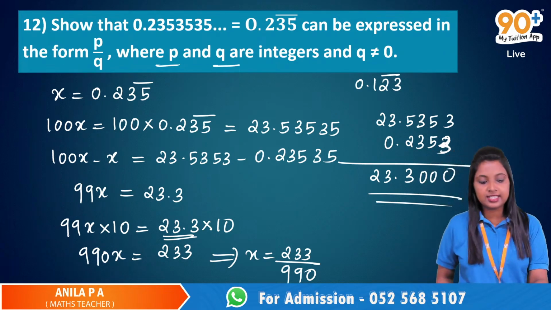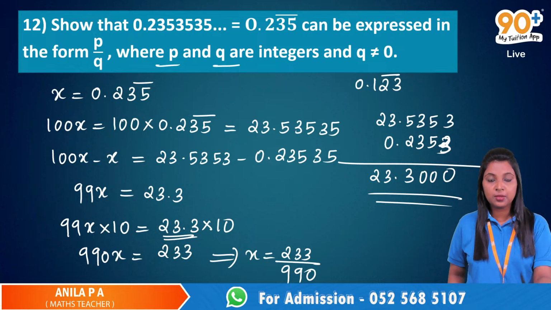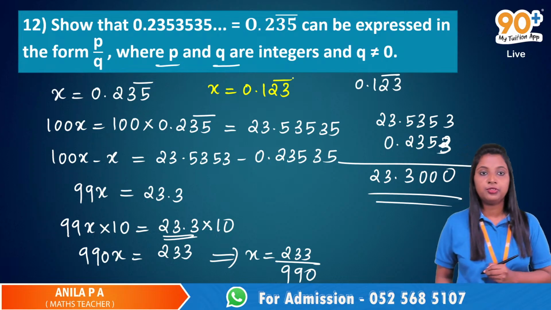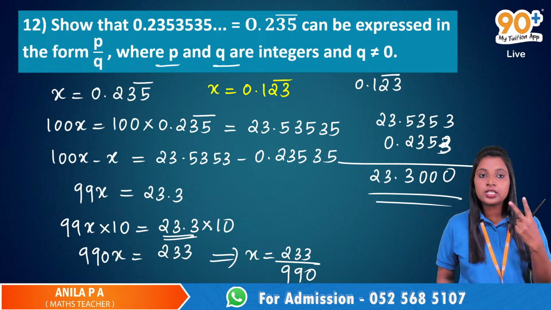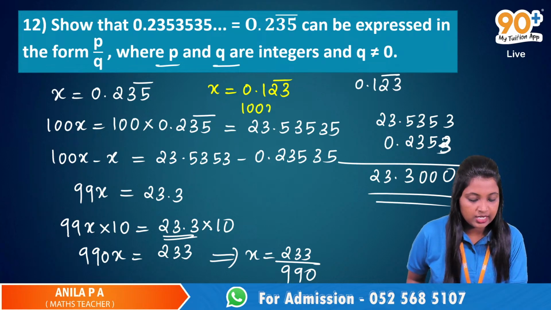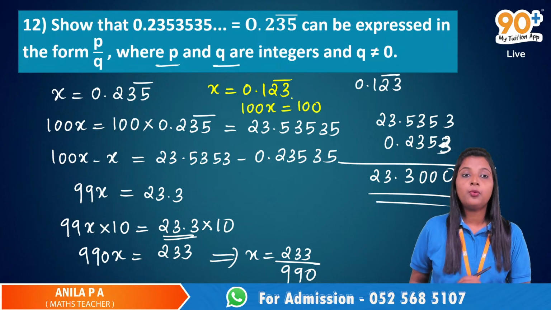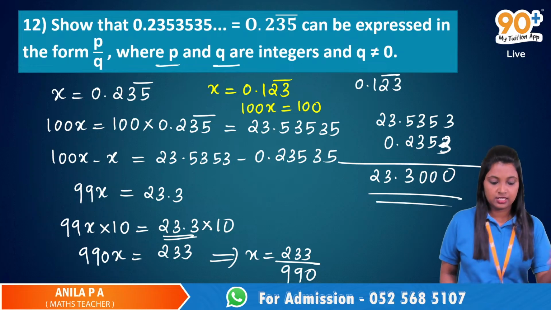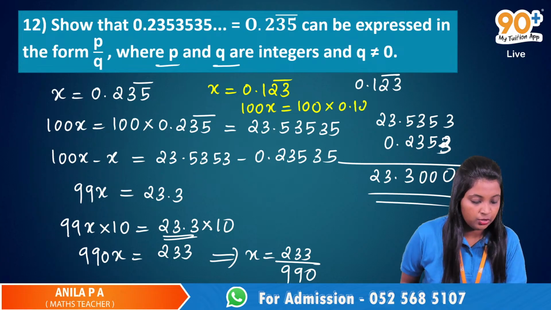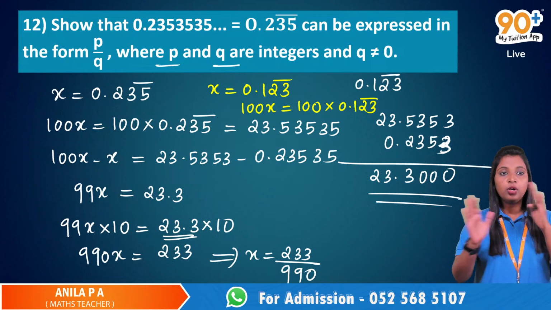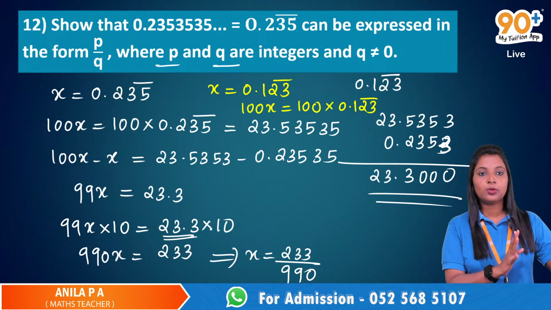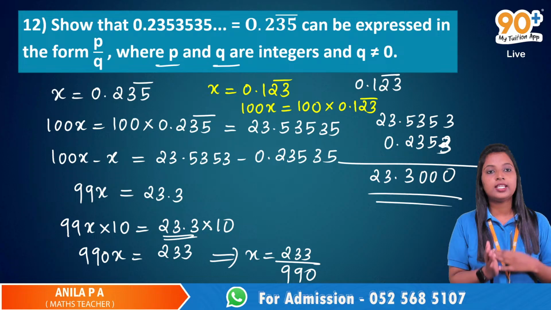Somebody was asking this doubt, 0.123 bar, with the bar only over 2, 3. You can follow the same step. Write x is equal to 0.123 bar. How many digits are repeating? Only 2 digits. So write 100x is equal to 100 into 0.123 bar. Two decimal places shift to the right, so it will be 12.323 like that. Then you subtract and you will get the answer.